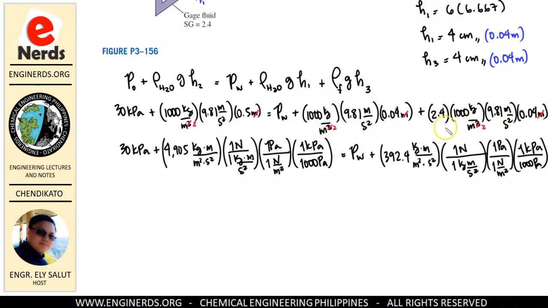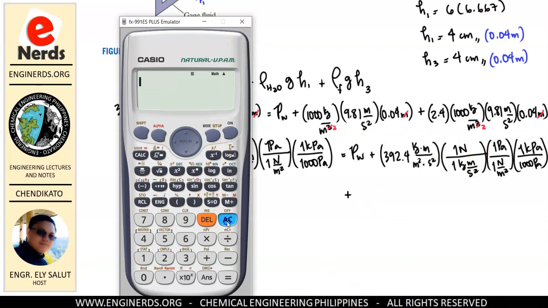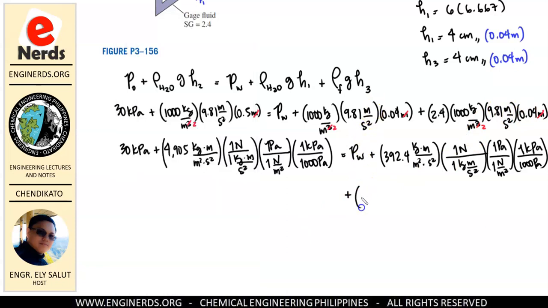Now we're going to have this. So this is still plus. So part pa rin to ng ating equation sa right side, no? So we have, let us calculate for that. We have 2.4 times 1000 times 9.81 times 0.04, which is 941.76.